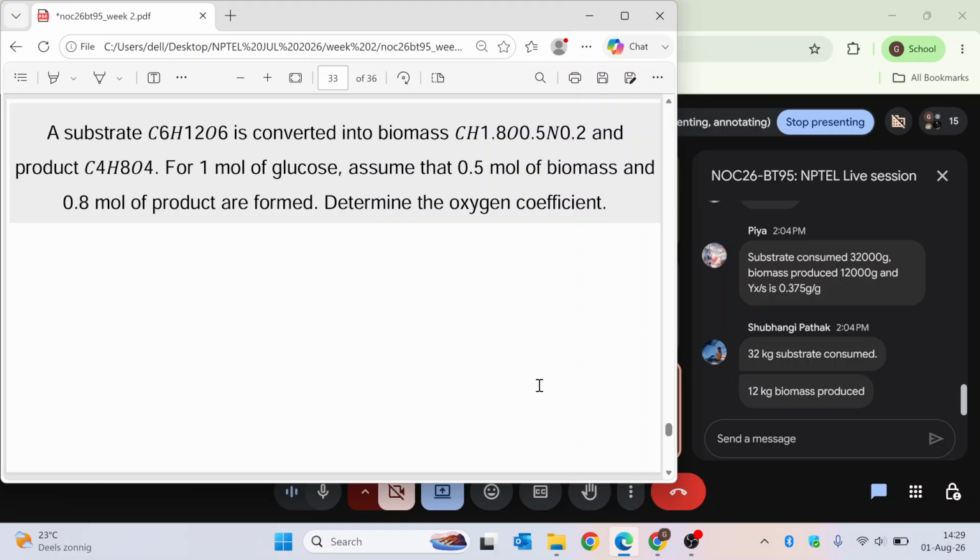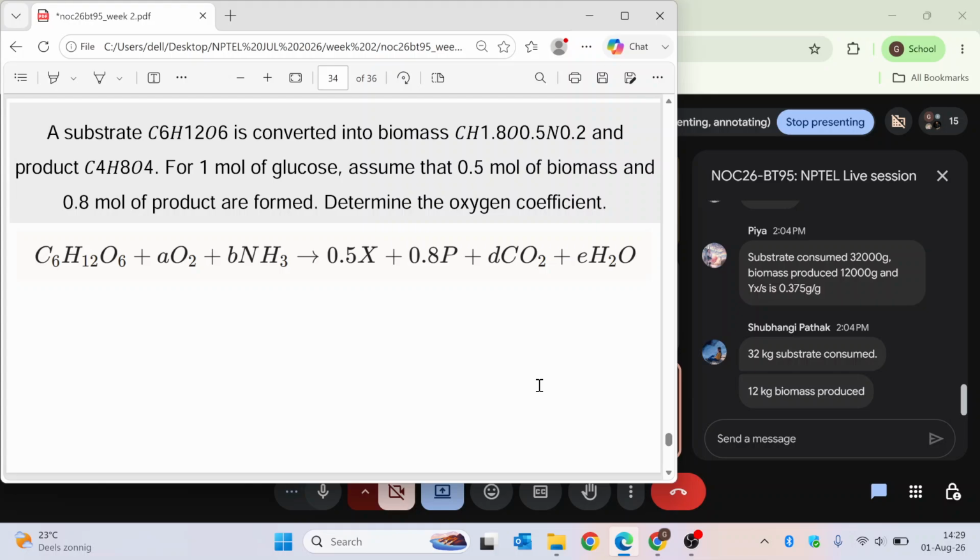The next question is, a substrate which is glucose is converted into a biomass with this given formula, and the product. For 1 mole of glucose, assume that 0.5 moles of biomass and 0.8 moles of product are formed. You have to calculate the oxygen coefficient. So this is the equation. You have glucose reacting with oxygen and ammonia. Here you are not given what the nitrogen source is, so you have to assume that it is ammonia. So here you don't know the formula for your biomass, but you know it for your product, so it's up to you how you denote them.